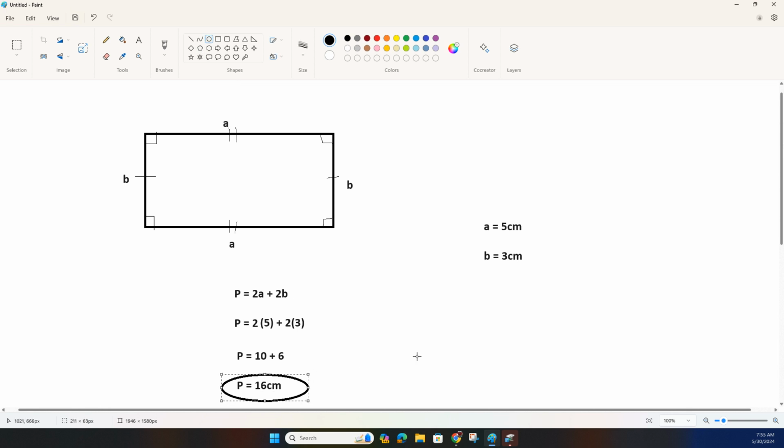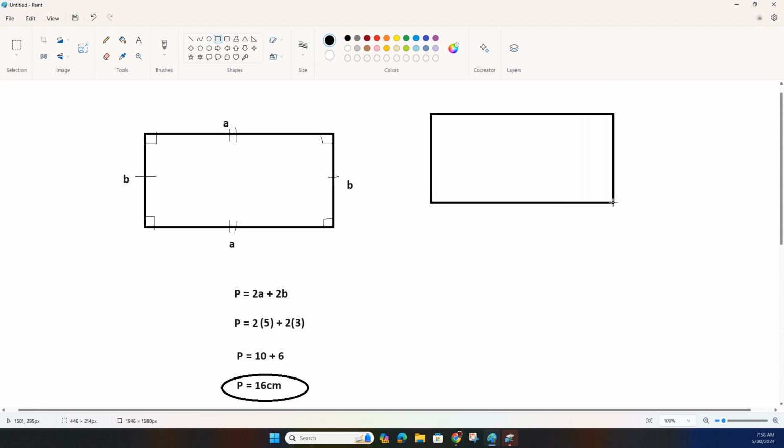Cool. Okay, let's do one more example. All right, so this time I'm going to make a bit of an irregular shape. And remember, irregular shapes are shapes that aren't symmetrical. They're just kind of wacky. So let's do it like this. Okay, so this is a really weird looking shape.